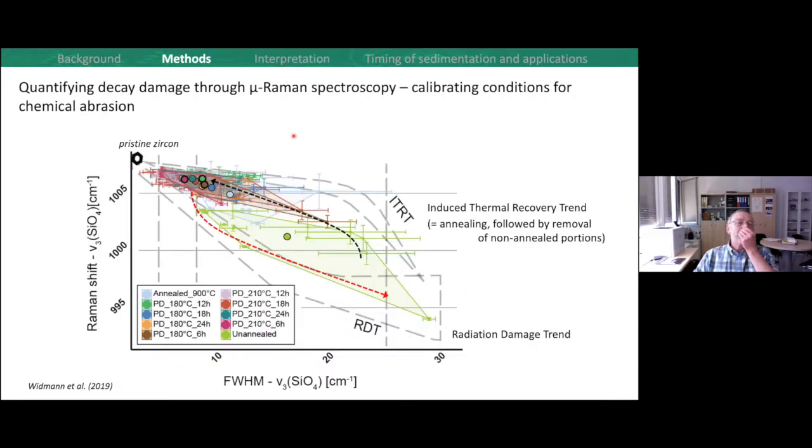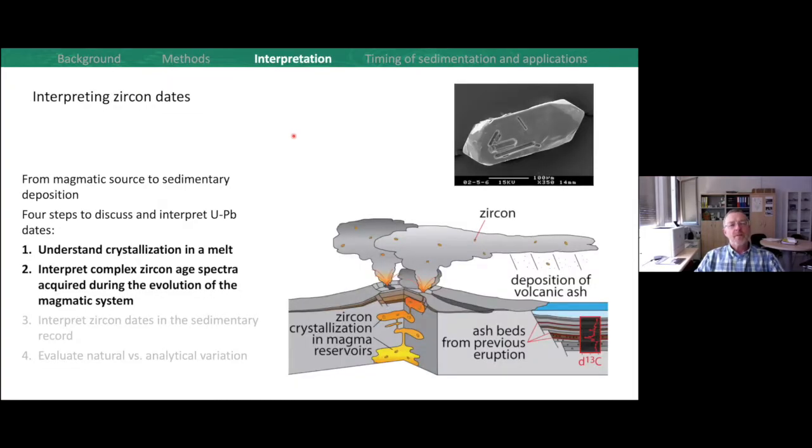Okay, so this was now the methods, and now something about the interpretation. Zircon is a magmatic mineral, so it crystallizes in a melt. We have to understand how zircon is crystallizing in this melt, where it crystallizes at different levels, over how much time. This leads to very complex zircon date spectra, and we have to understand them before we can interpret them, when the zircons are deposited here.